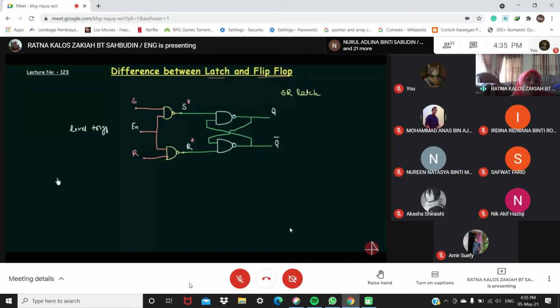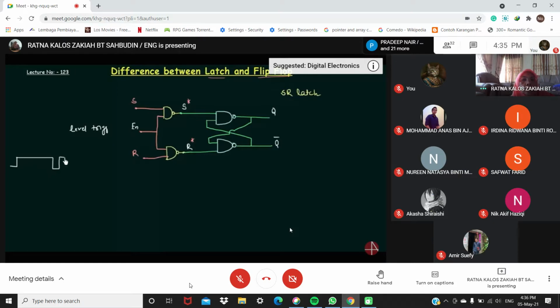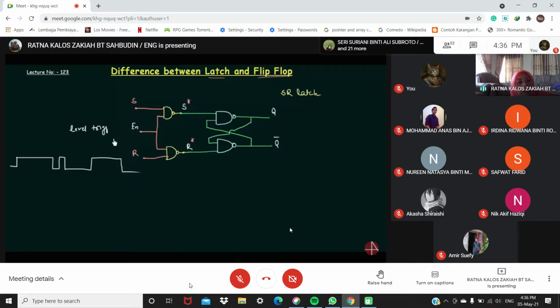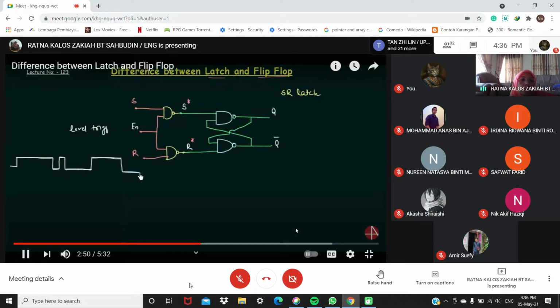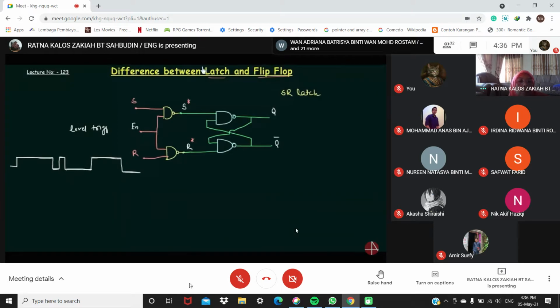What I mean is that, let me draw the enable first. If enable is something like this, I have taken a random enable signal, then this circuit will be operational when the enable is high for this period, for this period, and for this period. And the circuit will not be operational when the enable is low for this period, and for this period. It's a very simple thing. Whenever this is the case, it will act as the latch.